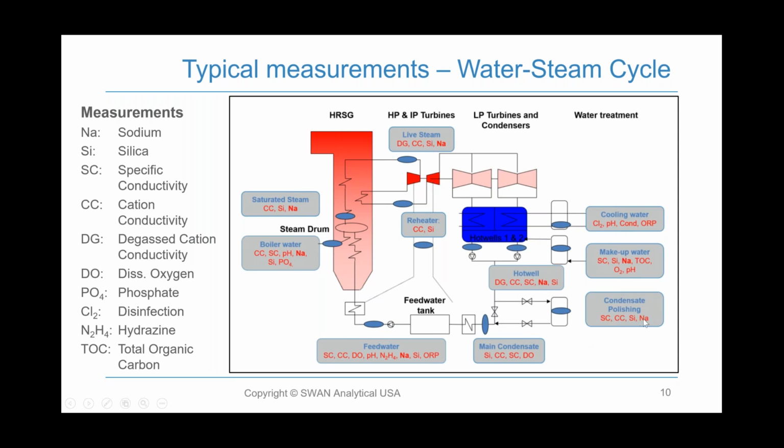If you have condensate polishers, there's potential, particularly with deep bed polishers, for sodium slippage during transition from hydrogen to ammonia cycle. Therefore, measuring sodium is recommended. Then you will also typically monitor sodium in the feed water, as well as the boiler water, and particularly in the steam cycles, such as saturated steam and your live or main steam.